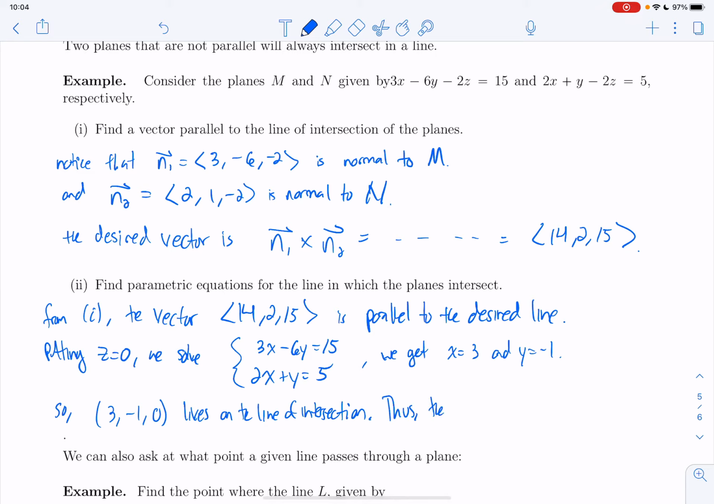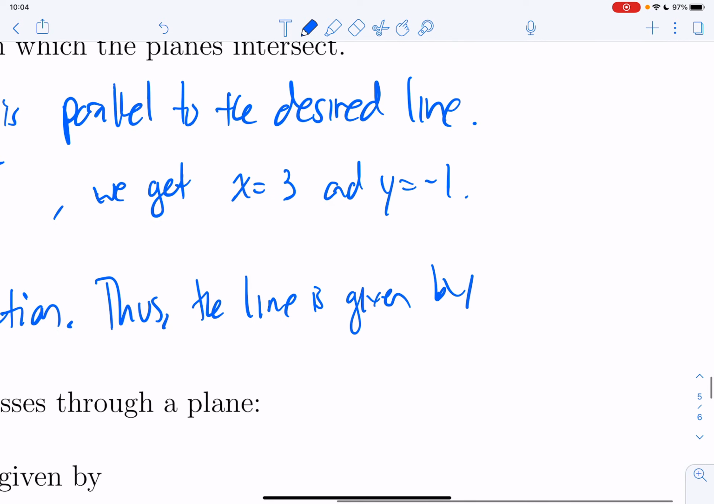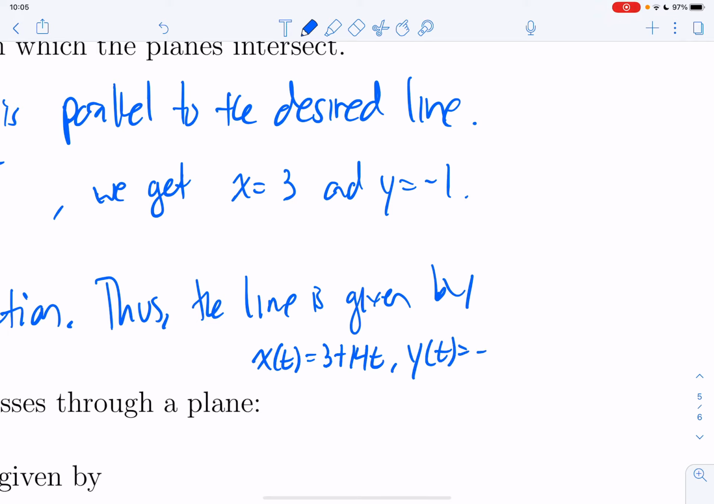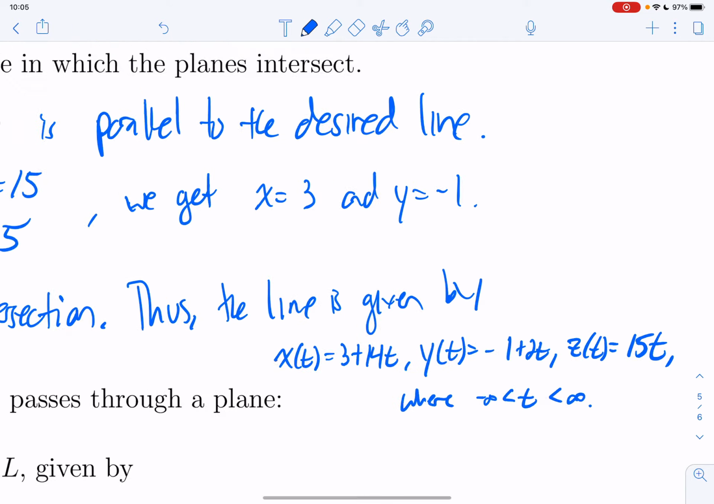Thus, the line is given by, we're going to find parametric equations using this directional vector and this point, and so the answer turns into x of t is equal to 3 plus 14t, y of t is equal to -1 plus 2t, and z of t is equal to 0 plus 15t, or 15t, where we ask that t live between -infinity and infinity.